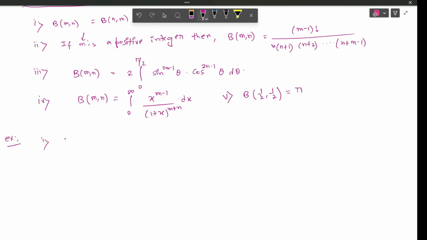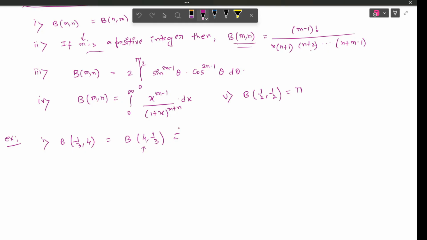See, let us say we have to evaluate beta of 1 by 3 comma 4. We know that we can reverse the order, right? This is our first property. So we can write it as beta of 4 comma 1 by 3. Now we know the formula, that is if m is a positive integer, beta of m comma n, here in this case this is m comma n, we can write it as m minus 1 factorial by n into n plus 1 into n plus 2.